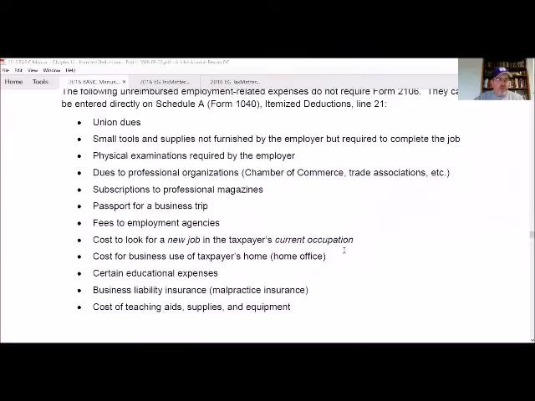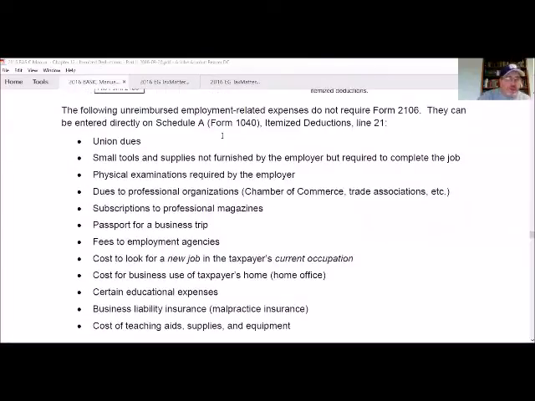There on the bottom of page 1228 is a great little thing that I was talking about. Things that could go on line 21 that do not require you to use Form 2106. Those are all the different things that could be on there, subjects that we kind of talked about. Okay.